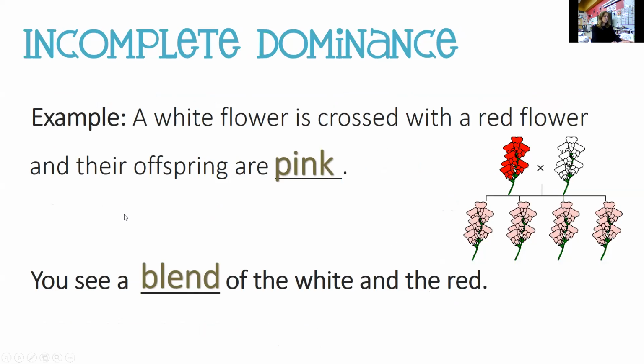Okay. So same thing here, a white flower is crossed with a red flower and their offspring are pink. You see a blend of the white and the red. So it's like pouring your red flower in and pouring your white flower in and shake it all up and you get pink flowers. Mixing paint is the best way for me to explain incomplete dominance: you take one and the other, shake it together in a mixer, and you get the mix.